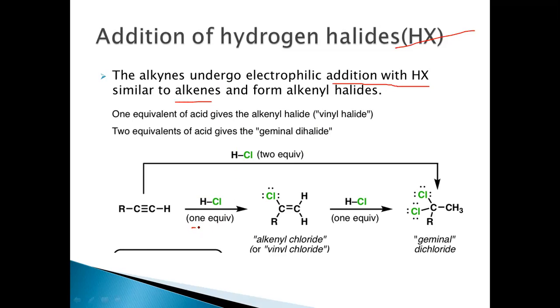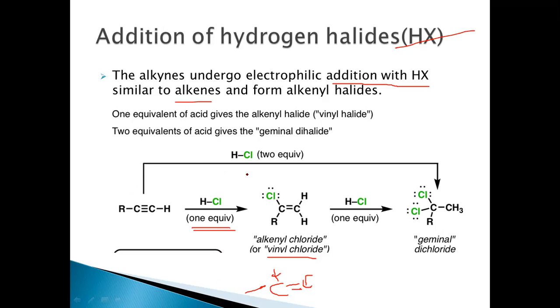When one equivalent of HCl is added, it results in the formation of vinyl chloride. Vinyl is nothing but the presence of the positive charge on the carbon which is having a double bond. So this is called a vinyl group. So this is a vinyl cation. This is the intermediate which we see during the mechanism of this process.